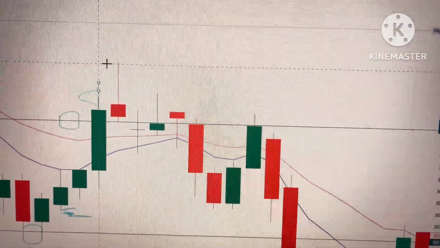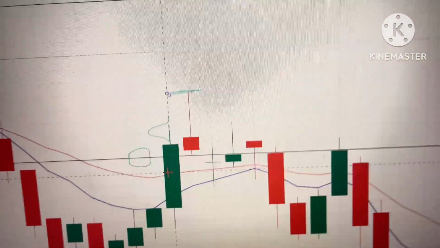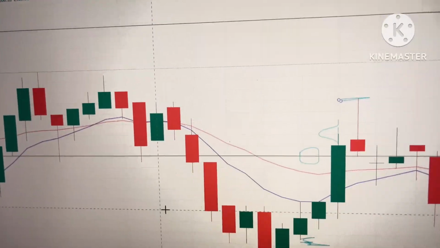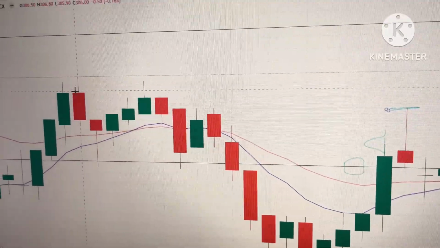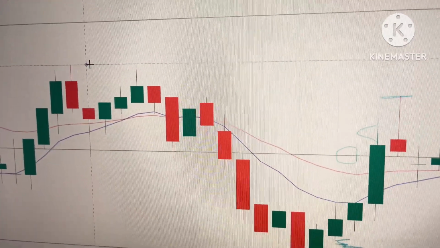Now you could see the market has gone till here. Normally what we do is we try to look at the previous swing. Now this is the previous swing. What is the top of this previous swing? This is the top. So we will draw a line over here.